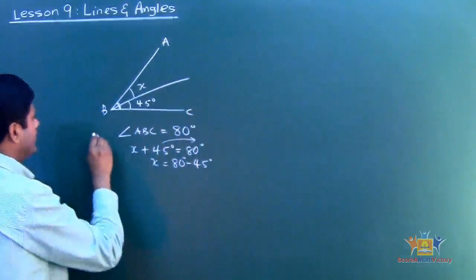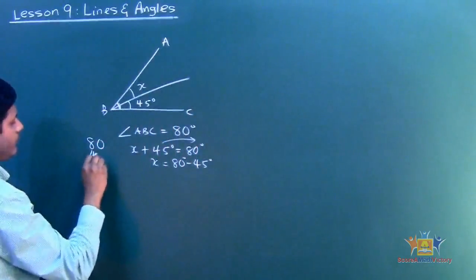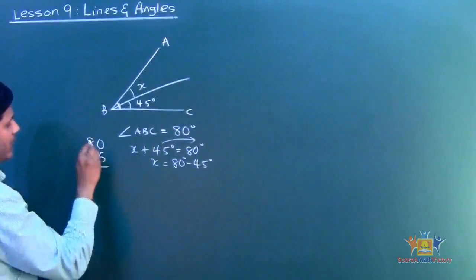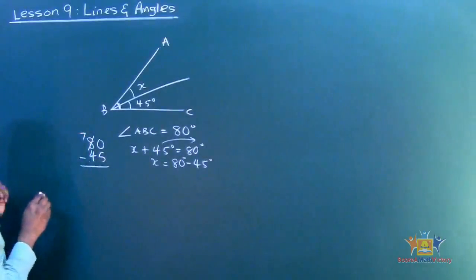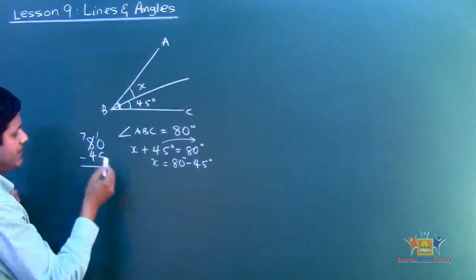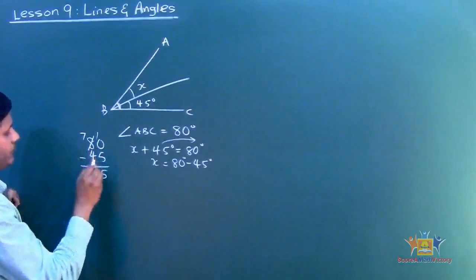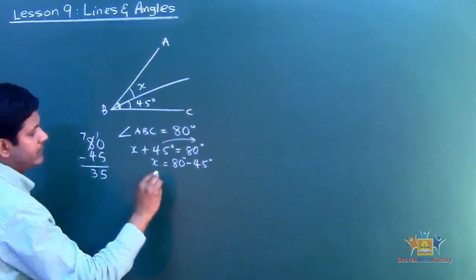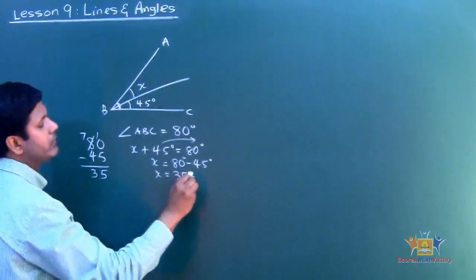Line them up, okay? So we put 80, line them up with 45. 0 minus 5, I cannot borrow from 8. 8 becomes 7, 0 becomes 10. 10 minus 5 is 5. 7 minus 4 becomes 3. So x equals 35 degrees.